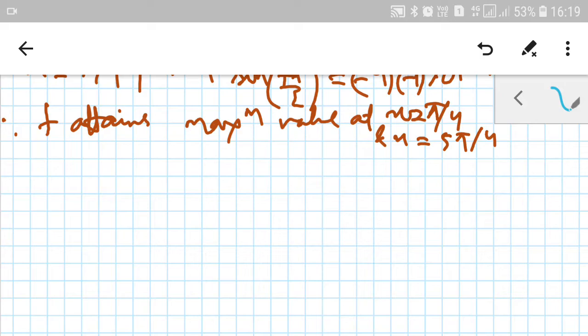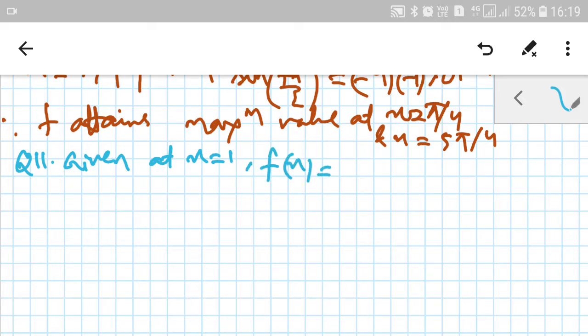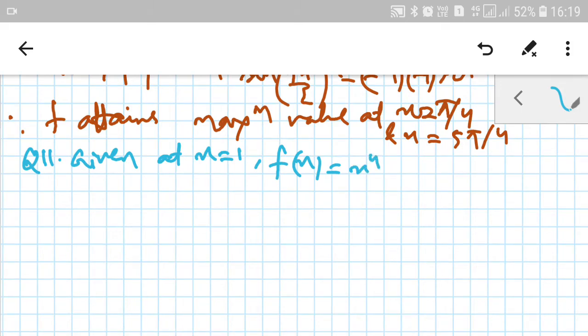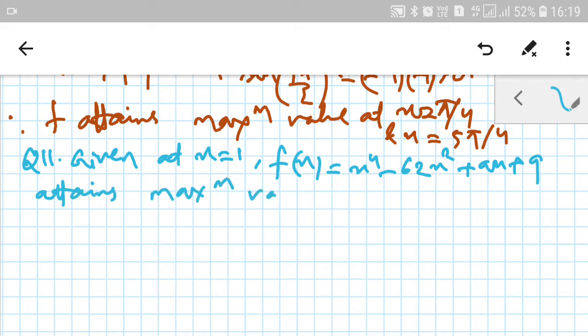Okay, so this is my question number 11. The question goes like this: given that at x equals 1, the function f of x, which is equal to x to the power 4 minus 62 times x square plus ax plus 9, attains its maximum value on the interval 0 to 2, then we have to find the value of a.